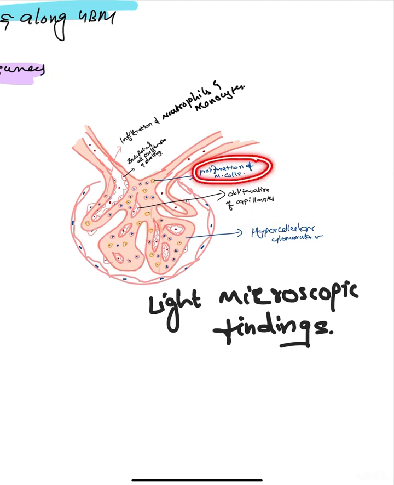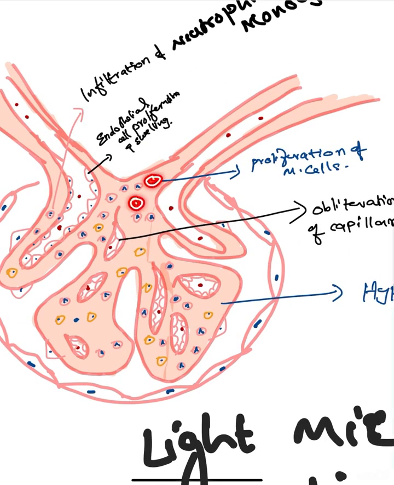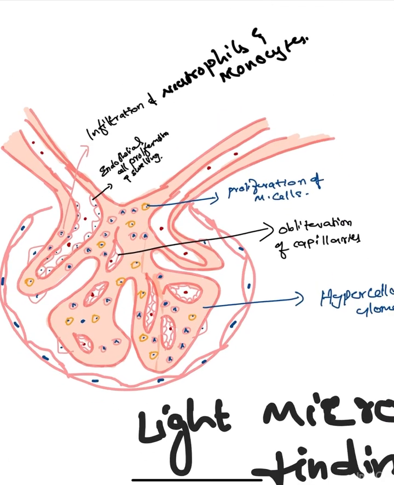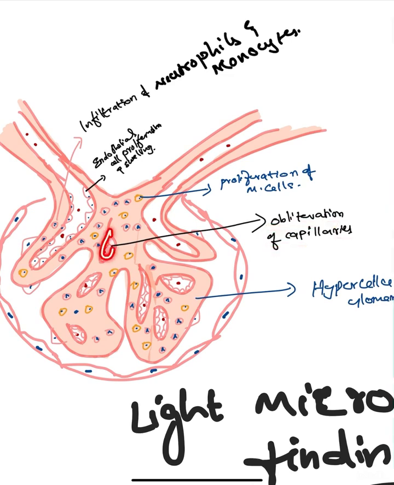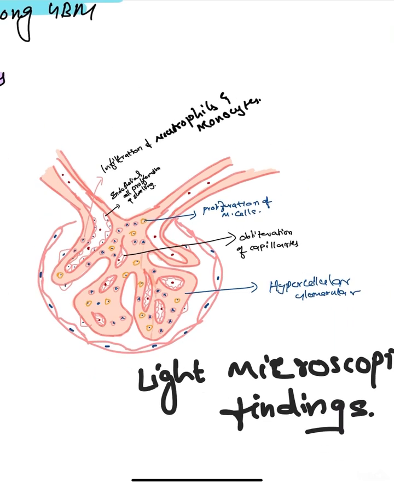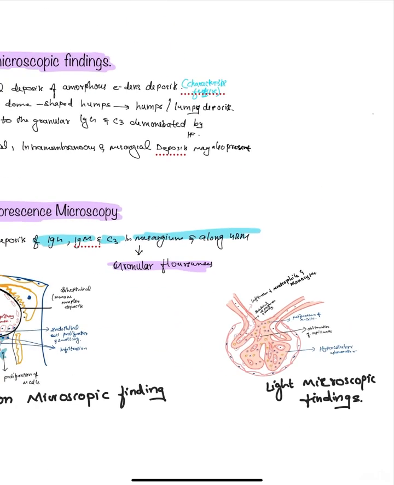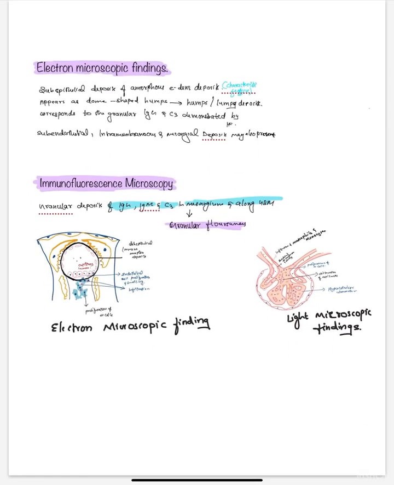And we have the proliferation of mesenchymal cells. So these are the mesenchymal cells. We will see many proliferated mesenchymal cells here, and also obliteration of the capillary lumen. These are the capillary lumens and these are the endothelial cells. So we'll see obliteration of capillary lumen and hypercellular glomeruli, with infiltration of neutrophils and monocytes. These are the infiltrated neutrophils and monocytes. And endothelial cells are proliferated and swelling occurs. These are the endothelial cells which get proliferated. So those are the light microscopic findings. That is all about post-streptococcal glomerulonephritis.